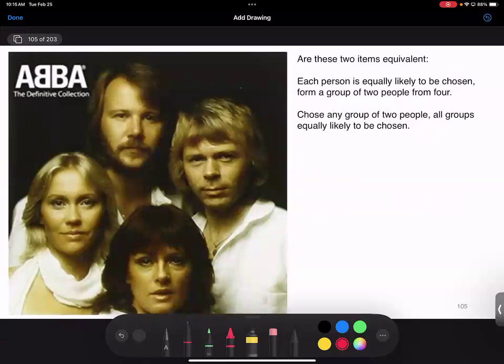All right. How many of you can name at least 5 ABBA songs? If you've seen the movie Mamma Mia, that helps, although I don't know if people are willing to admit to that. All right. Wonderful group.